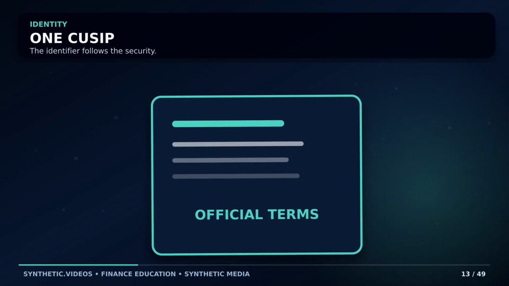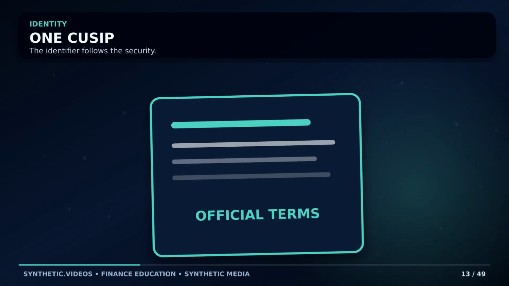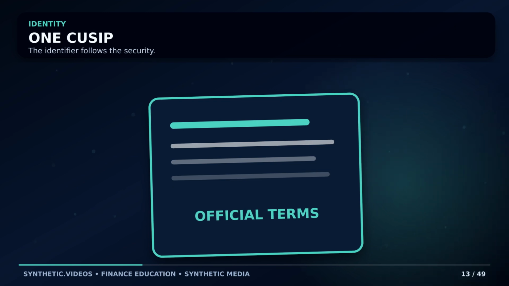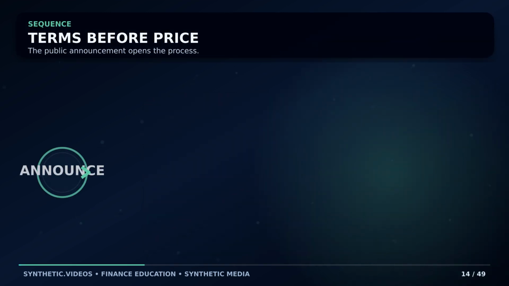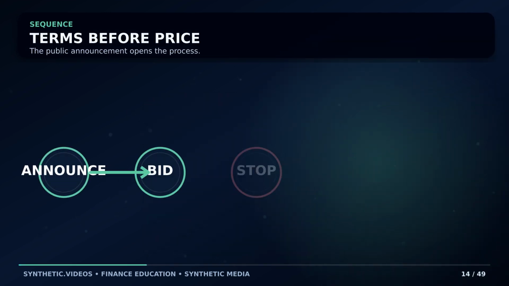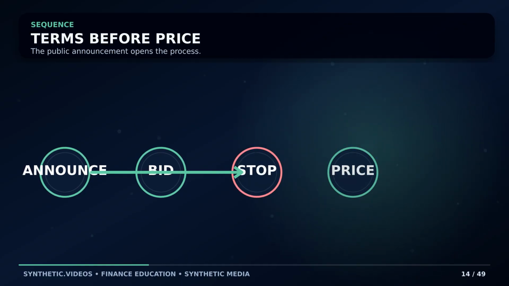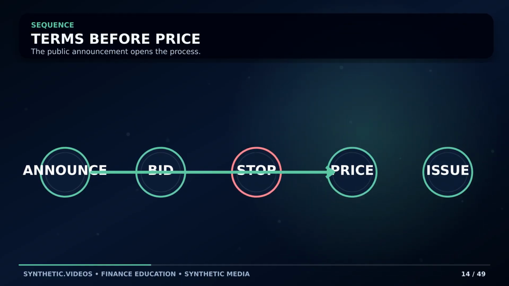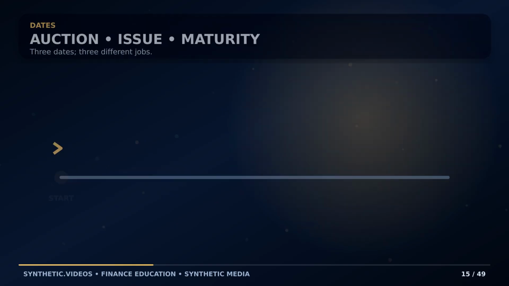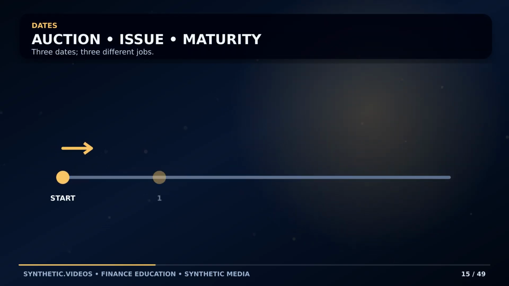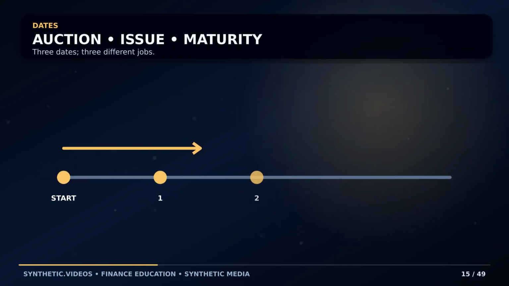3 dates matter. The auction date is when bids are evaluated. The issue date is when payment settles and the security is delivered. The maturity date is when the final principal is due. Mixing those dates can create false comparisons, especially when a security is reopened and accrued interest is part of the settlement amount.